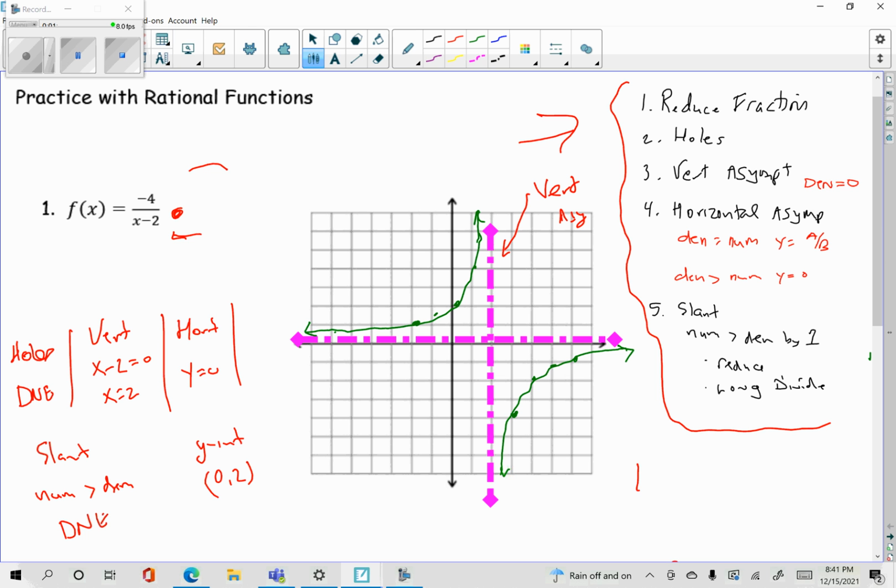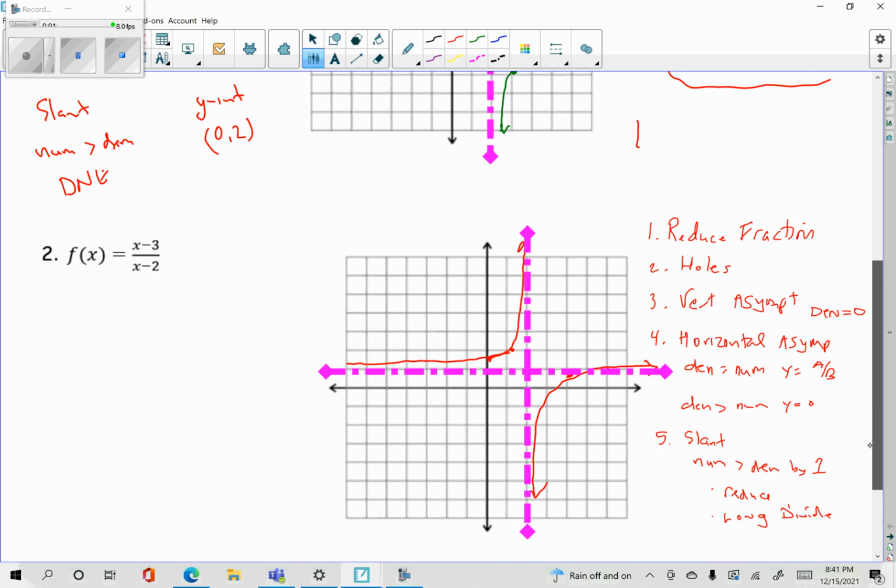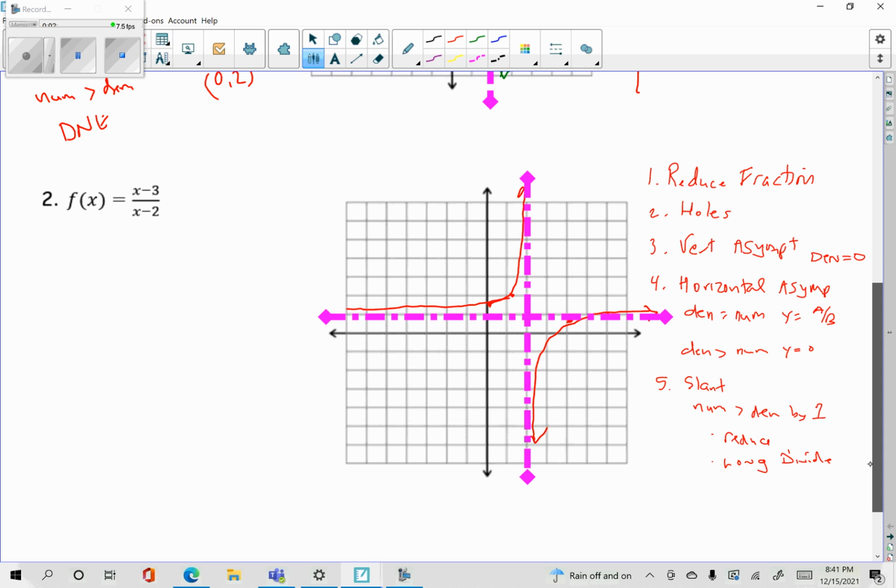And you can always plug x in for 0 or y in for 0 to see what your x and y axes are. All right, so let's move on. Number 2. Again, I have it all copied. I did it already. So reduce, can't reduce the fraction. Are there any holes? Since we can't reduce the fraction and cancel anything, there are no holes.